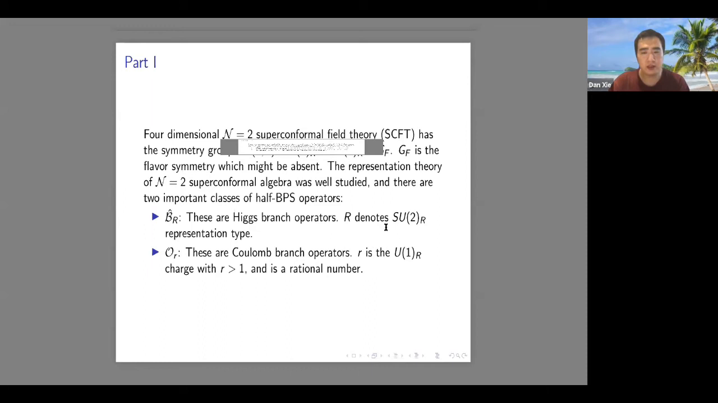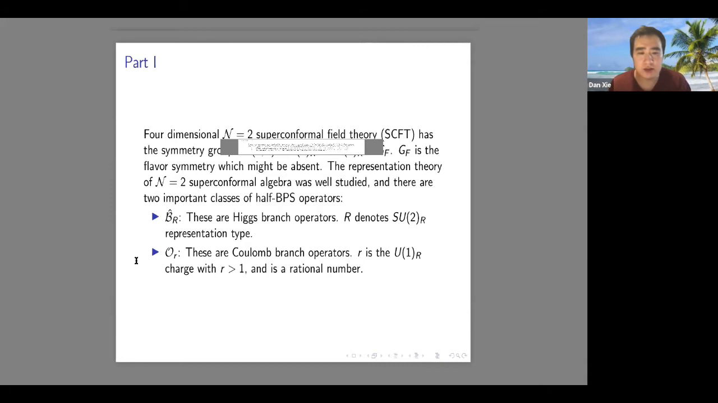This class of operator doesn't transform under the U(1)_R symmetry group. So it only transforms under the SU(2)_R symmetry group. The top component of this multiplet is a scalar. It doesn't have any spin. The other class of half BPS operators are the so-called E_r operators. These are Coulomb branch operators. And the small r is the U(1)_R charge, and there's the unitarity bound. r is required to be bigger than one. And usually, in the examples that we know, r is actually a positive rational number.